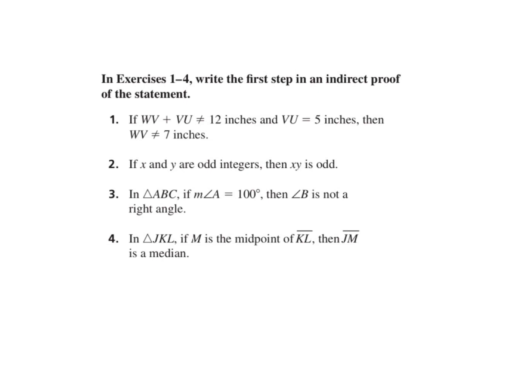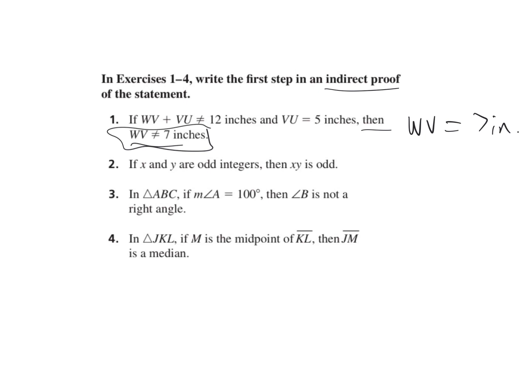Write the first step in an indirect proof. So if WV plus VU doesn't equal 12 inches, and VU is 5 inches, then WV can't be 7 inches. That's what we're learning here. All right, so now the indirect proof says, take your conclusion and say the opposite. Well, you would say that WV equals 7 inches. That would be saying the opposite.